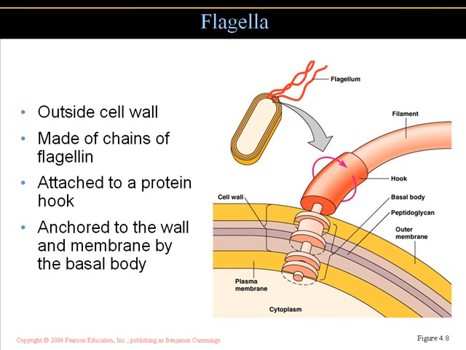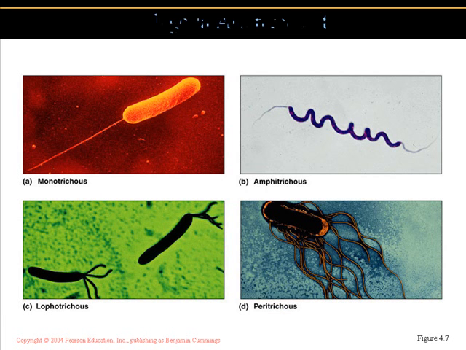Flagella exist outside the cell wall, made of chains of flagellin. They attach to the protein by a hook, anchored to the wall and membrane by a basal body. This gives you an illustration of the dynamics of the flagella. These are the flagella arrangements: the monotrichous, the amphitrichous, the lophotrichous, and the peritrichous. You should be familiar with these various structures.